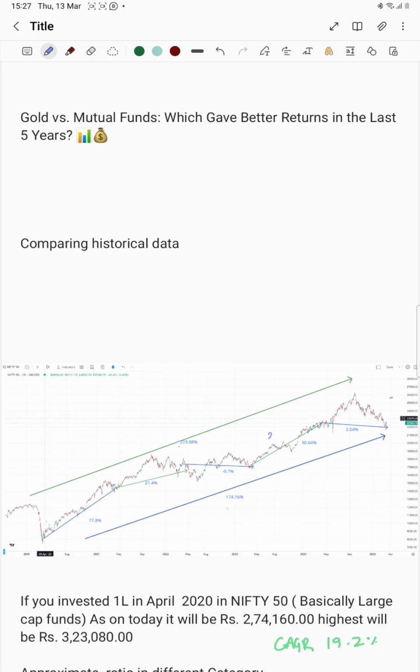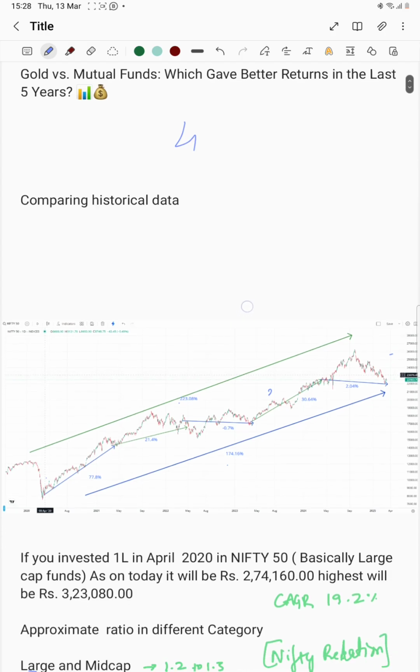As I mentioned previously, I am making this video comparing gold and mutual fund. Four things I want to cover here. If you had invested 1 lakh rupees in gold and mutual fund 5 years ago, which one would have made you richer today? Also, comparing gold and mutual fund performance with the data, and comparing risk and reward: which asset will be better and what an investor should consider.